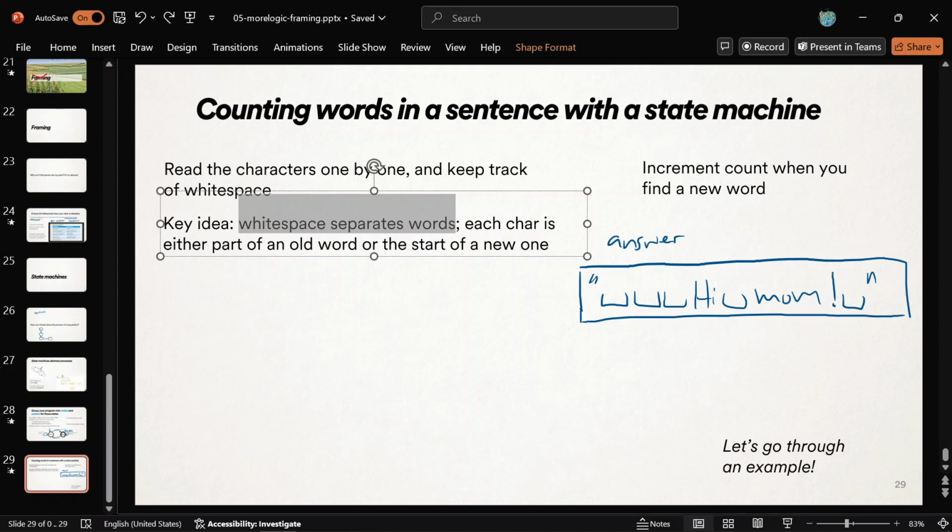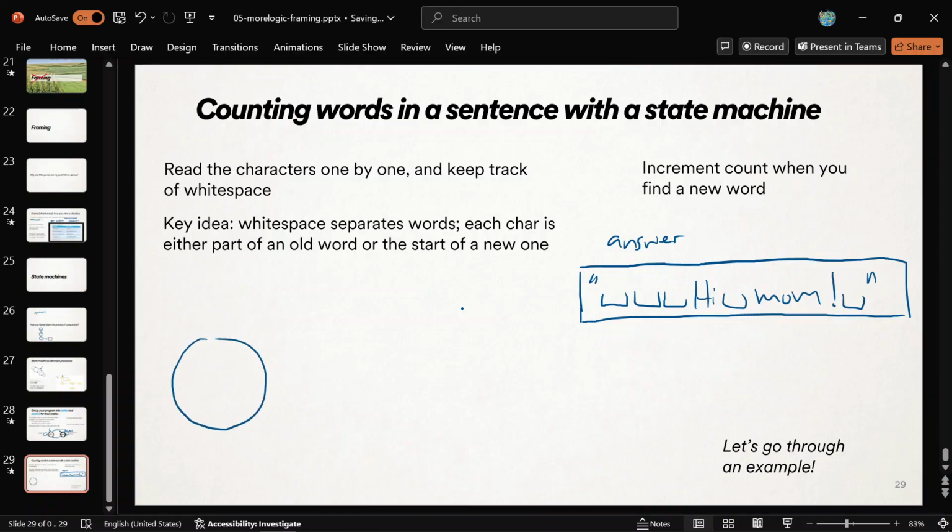Noticing that white space separates words, and that every character that we see that is not white space is either part of an old word that we've already seen, that we already counted, or the start of a brand new one. That's going to lead us into the answer here. And so we're going to run each of these characters through a state machine like this one. There's going to be two states in our state machine. I think this is enough room. I'll do my best. We're either going to be outside of a word, or inside a word.